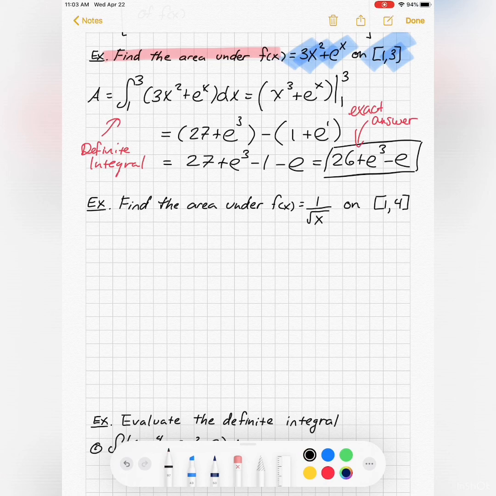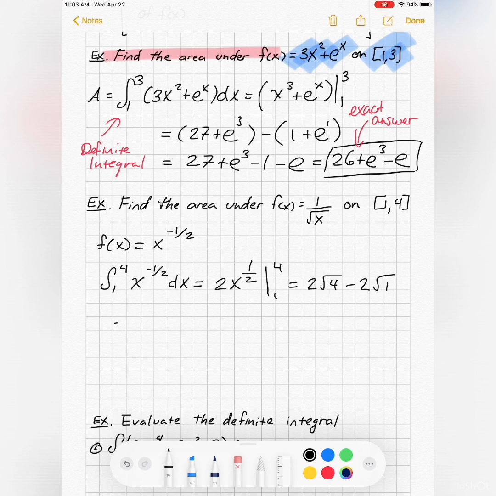Same thing. Find the area under f of x equals 1 over root x on 1 to 4. So that's the integral from 1 to 4 of x to the negative half dx. Okay, evaluate from 1 to 4. So 2 square root 4 minus 2 square root 1.